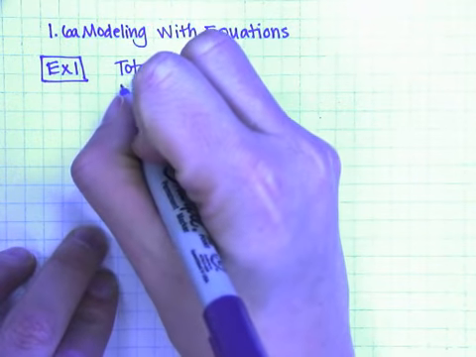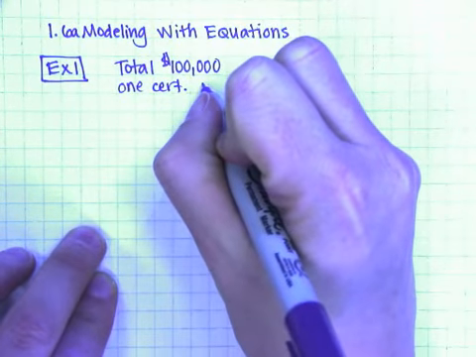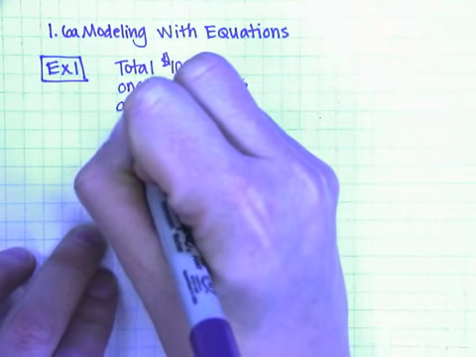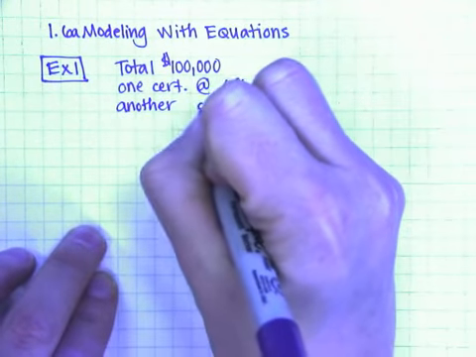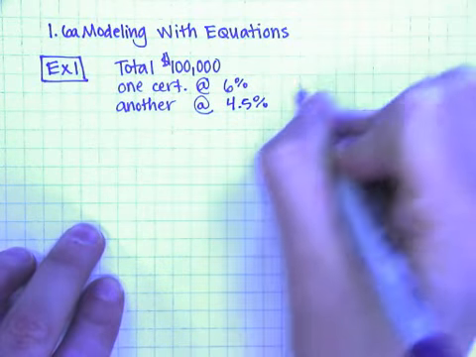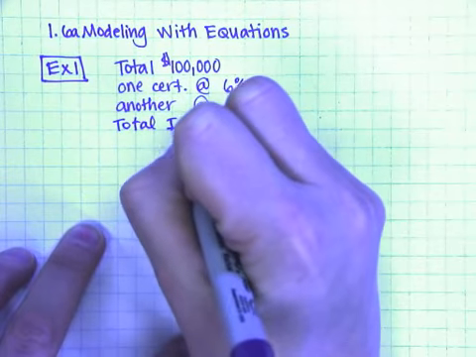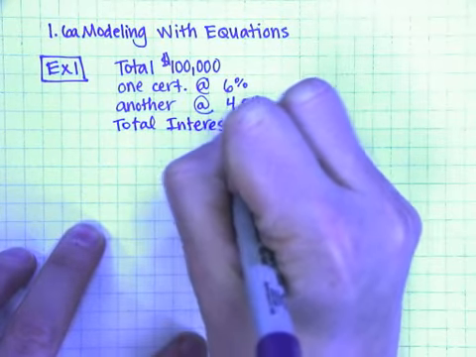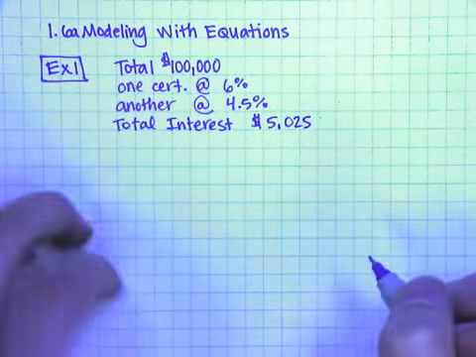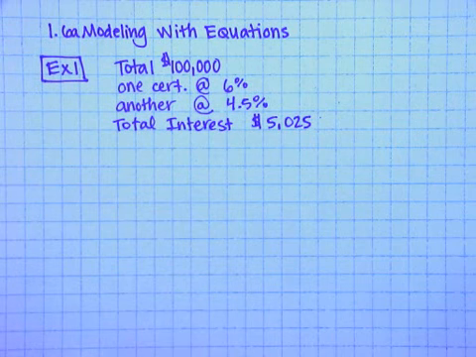There's one certificate, I'm just going to put cert here, that pays 6% interest, and another at 4.5% interest. And the total interest is $5,025. And then after I write down what's important, I reread the question.